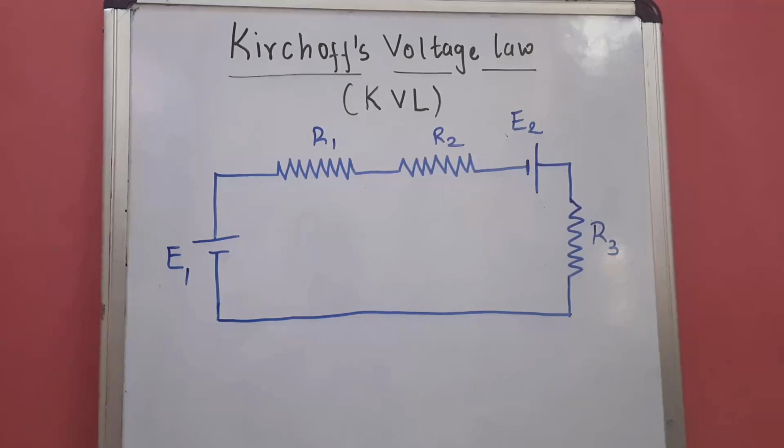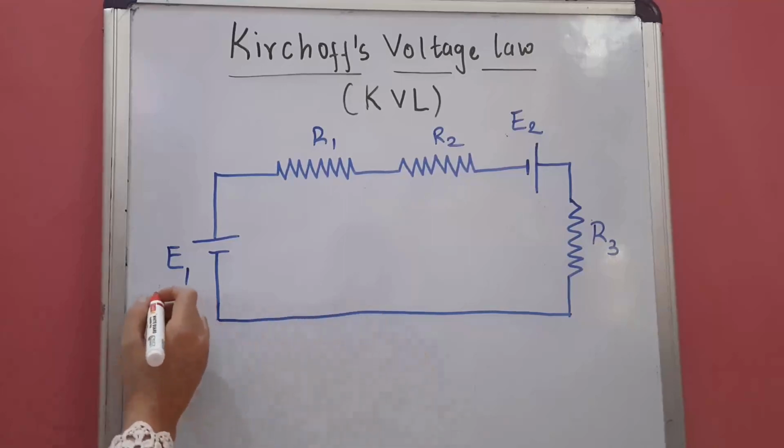Hello everyone, in this video I will show you how to apply Kirchhoff's voltage law in an electrical circuit. So first of all I will tell you the statement of Kirchhoff's voltage law. Kirchhoff's voltage law states that in a closed path the algebraic sum of all EMFs and voltage drops is equal to 0. Now how we can apply that voltage law in a network, that I will show you.